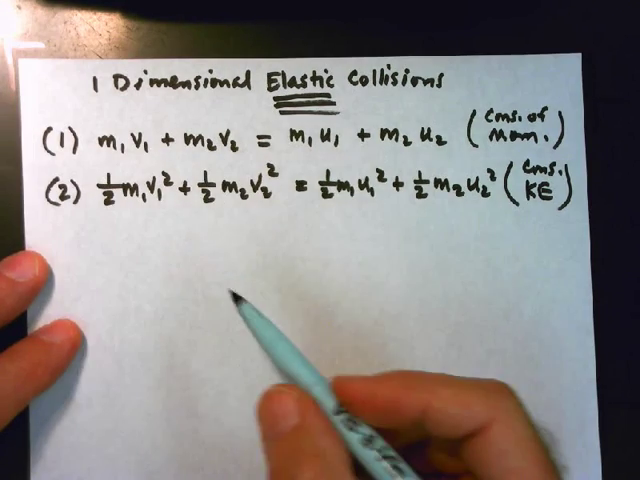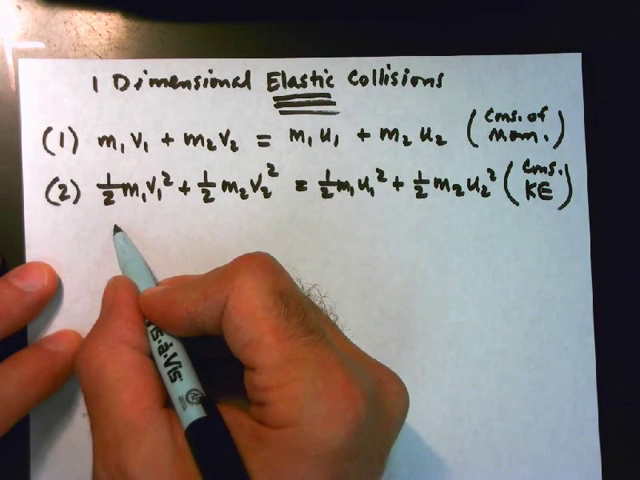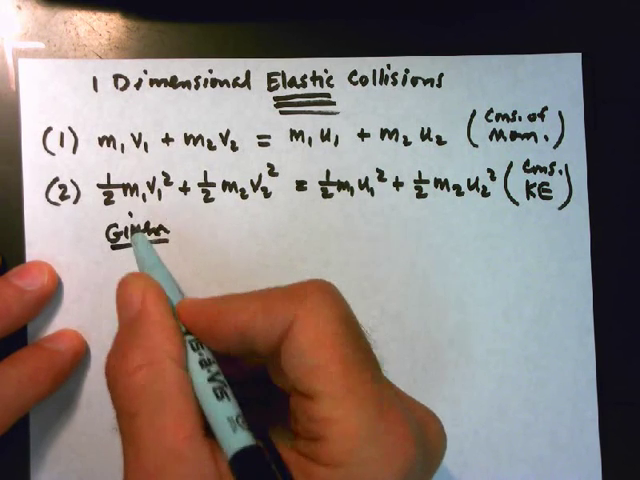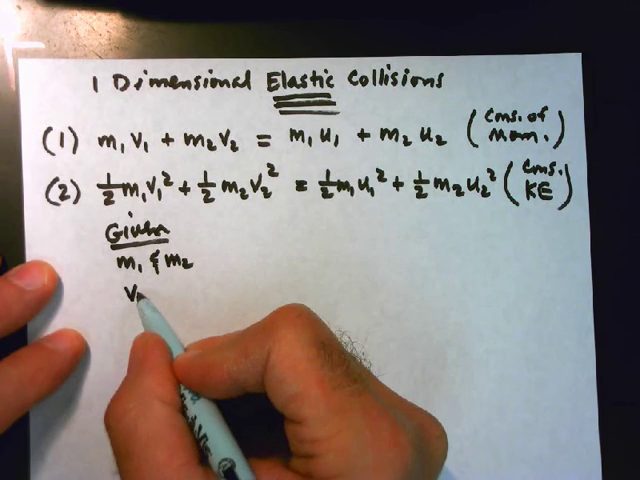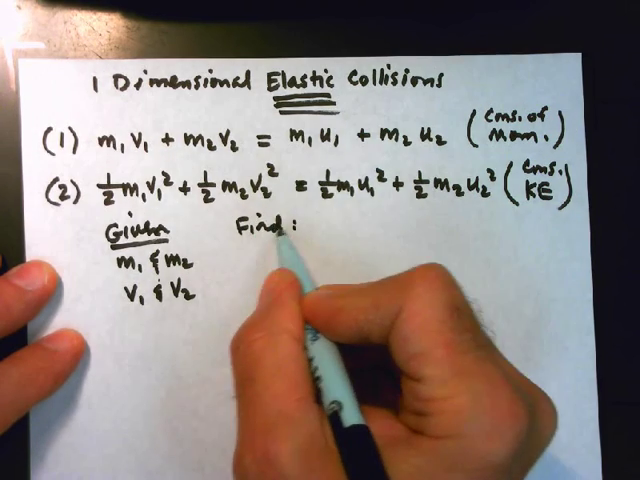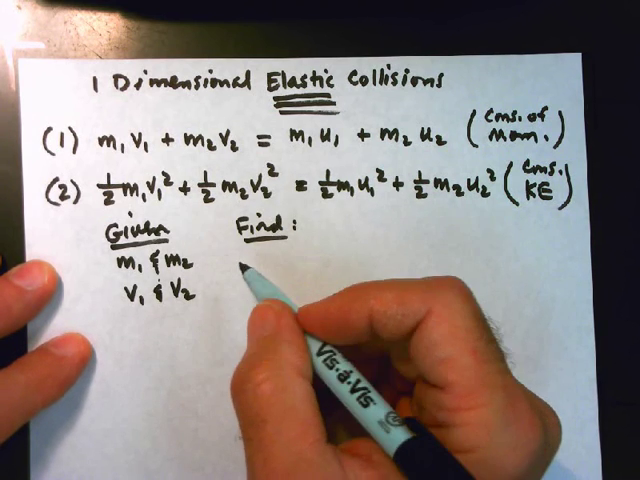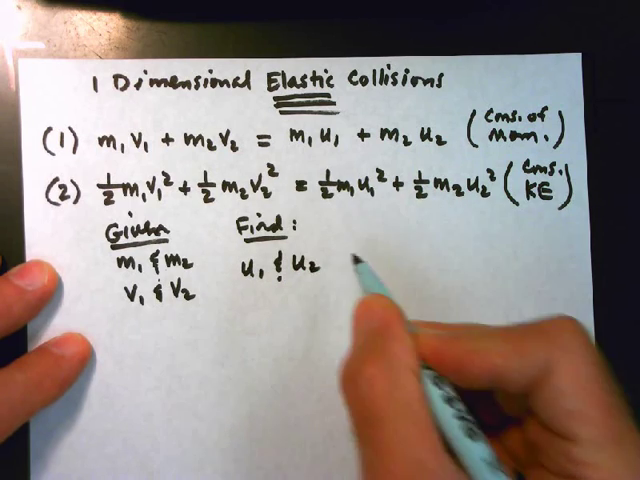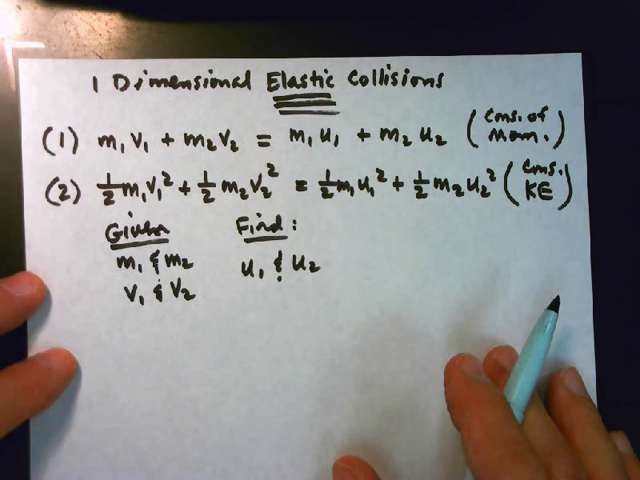Now, having two equations will allow us to solve for two unknowns. For example, if we were given the two masses and the two starting velocities, we could find the final velocity of each mass. We could find u1 and u2, but it would involve some algebra, and that's what makes it difficult.